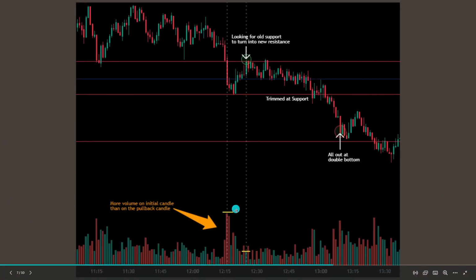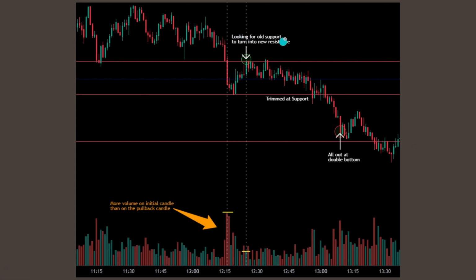Another example, a little more complicated here, but I just wanted to mark this up to show you guys. So we have a clear support level. The most recent support level is right here. It's not this level right here. This is the most recent level that happened right here, at the bodies and the wicks. It doesn't have to be exact, but it has to be somewhere there.